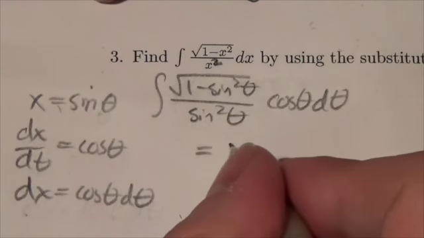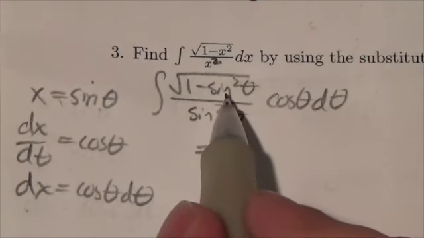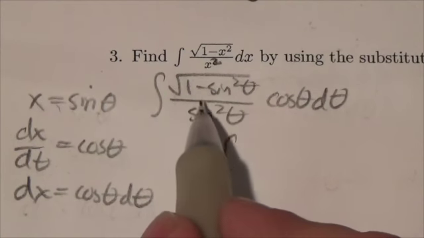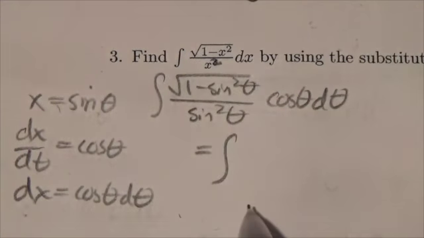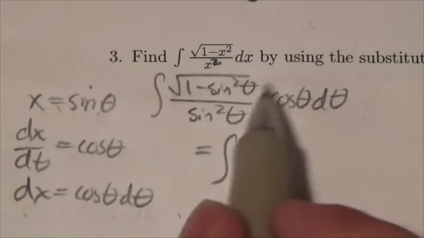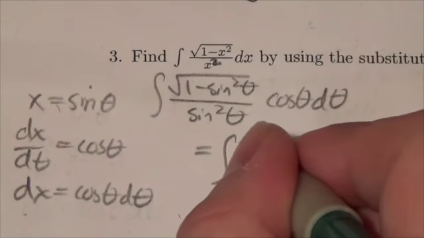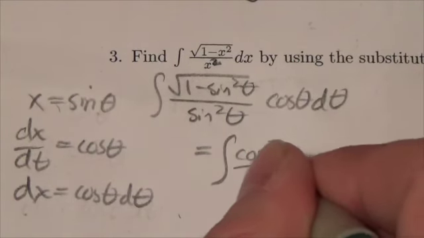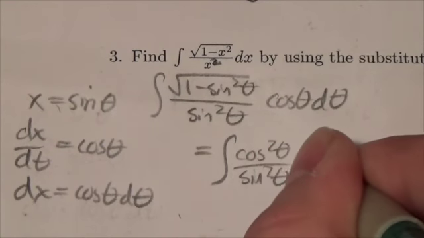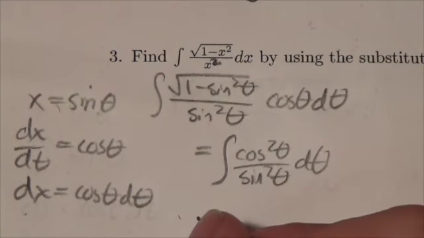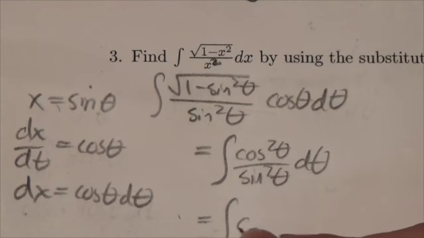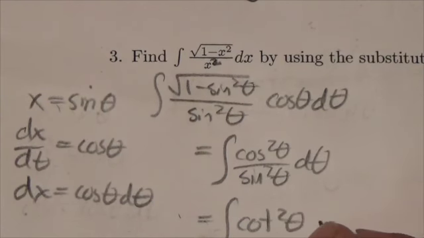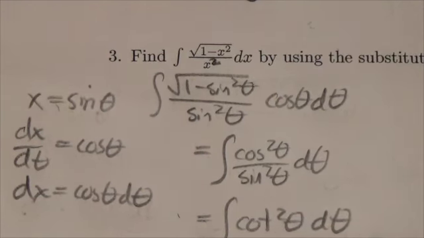Now this expression is going to equal, now just think about this, 1 minus the sine squared of theta is cosine squared of theta. Square rooted is the cosine of theta, times the cosine of theta is right back to the cosine squared of theta, all over the sine squared of theta, d theta. And this will be the integral of the cotangent squared of theta, d theta.